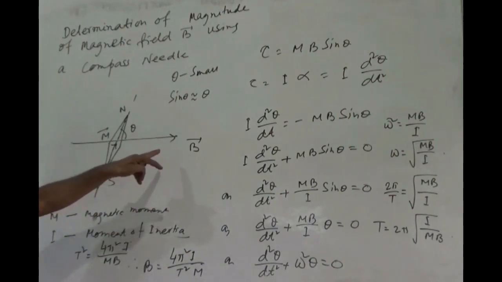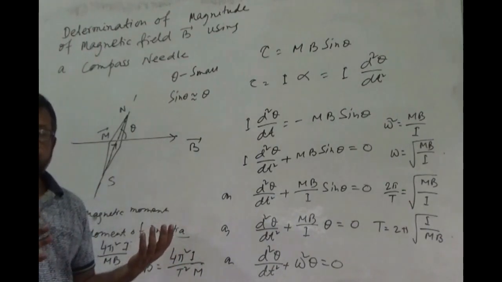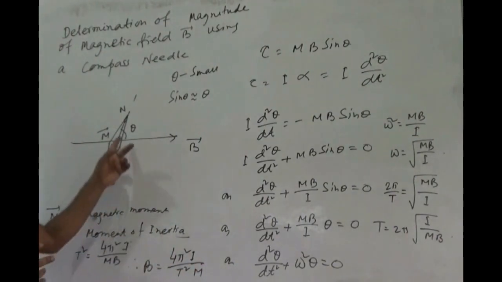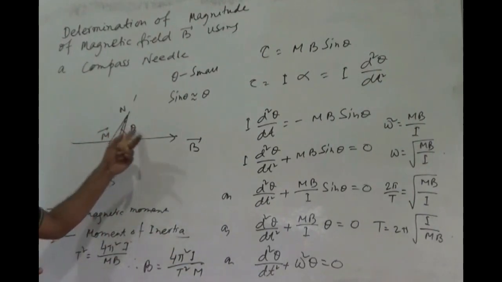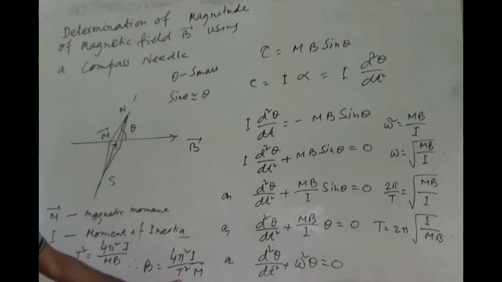Clear? We know what I is: I is the moment of inertia of the magnetic needle. M is the magnetic moment of the magnetic needle. You just have to measure the time period. If I can measure the time period, I can get the strength of the magnetic field.